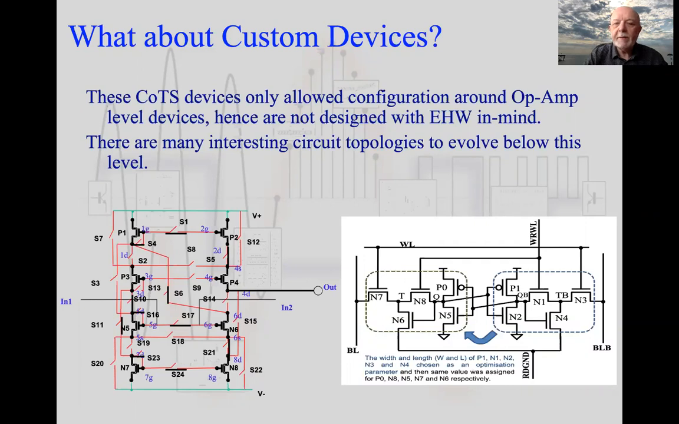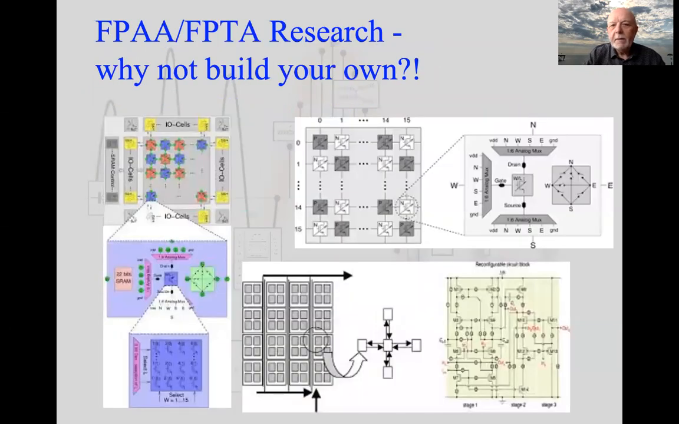So what we might like to do is think about devices which have got, let's call them lower level components, so at the transistor level rather than at the op-amp level. And there's a couple of examples here of transistor circuits and how we might have devices such as these to help us perform evolvable hardware in the analog domain. So if we don't have them readily available to order, then the obvious thing is why not build our own?